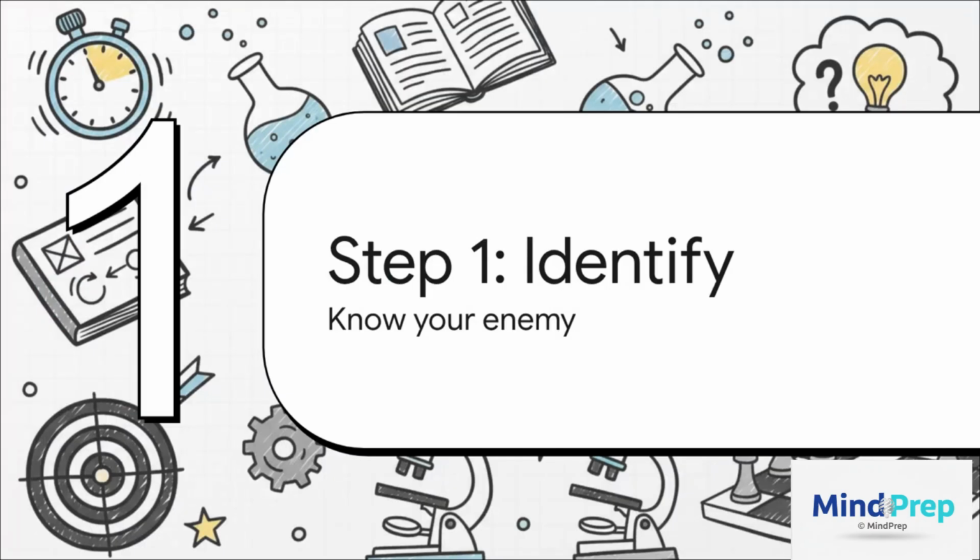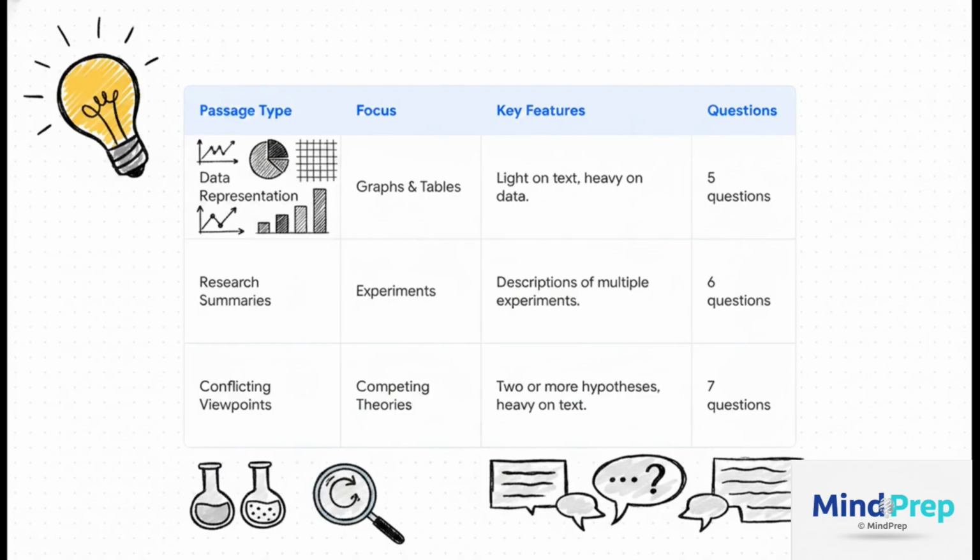Okay, so step 1 is all about starting smart. Before you even think about reading a single word of a passage, your first job is to figure out what you're up against. You've got to identify the type of passage you're looking at. And the good news is, there are only 3 types.